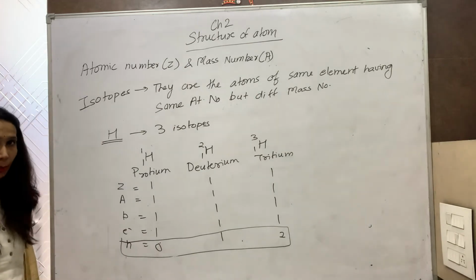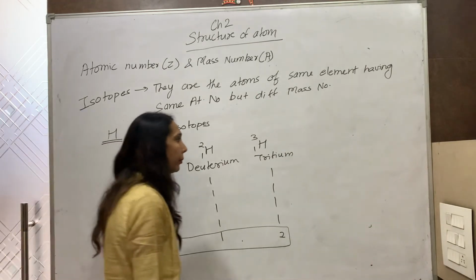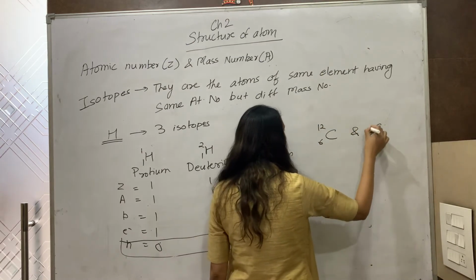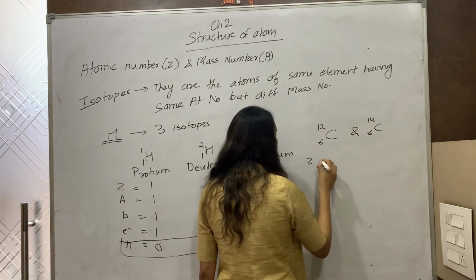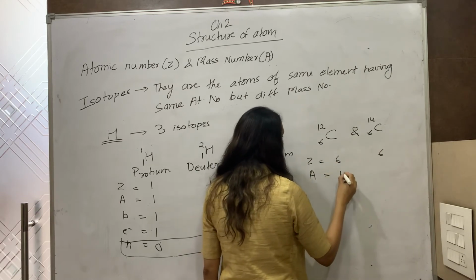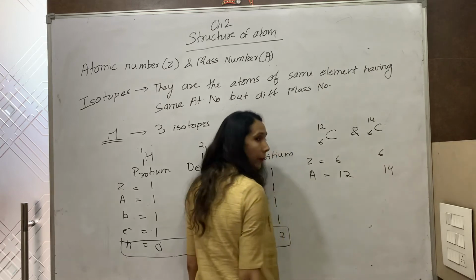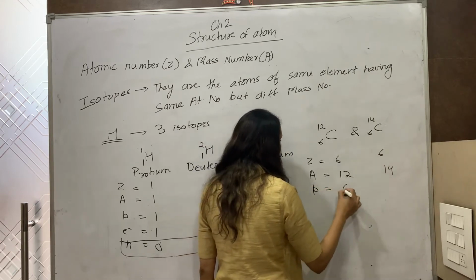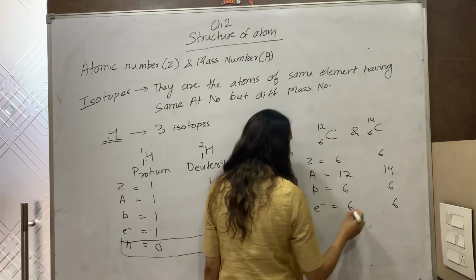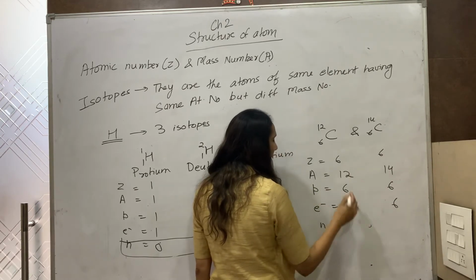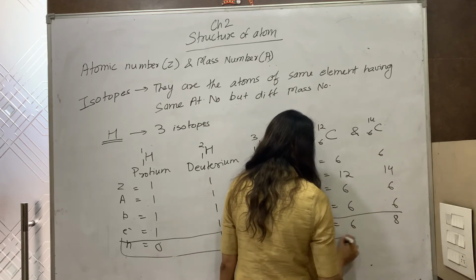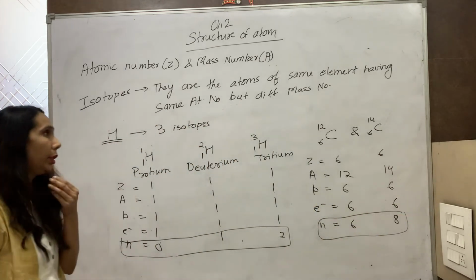You can see this for this example. One more example I take. Carbon has got 2 isotopes, carbon 12 and carbon 14. When I write Z for both of them, it is 6. When I write A, it is 12 here and it is 14 here. Protons are equal to Z, so it will be 6, it will be 6. Electrons, neutral atom, so it will be 6, it will be 6. Neutrons, 12 minus 6, 6. But here neutrons, 14 minus 6, that is 8. Again, it is differing in the number of neutrons.